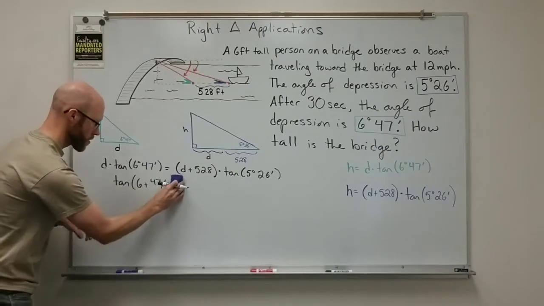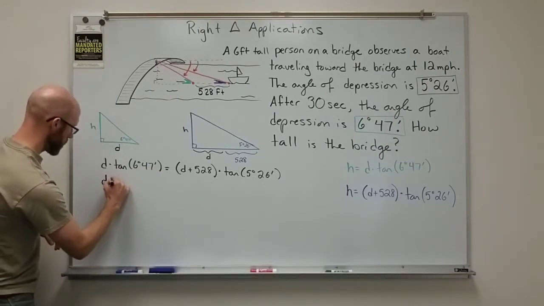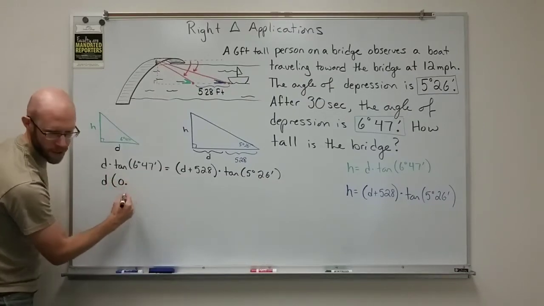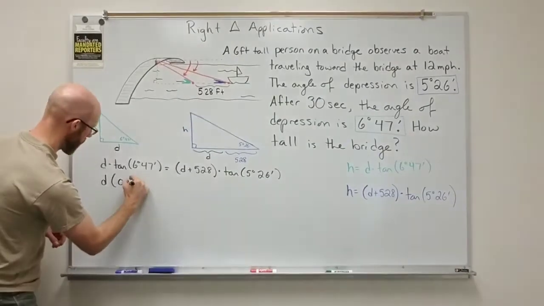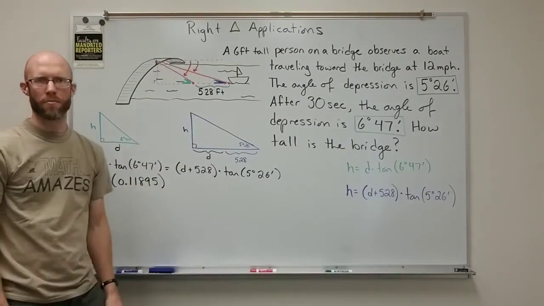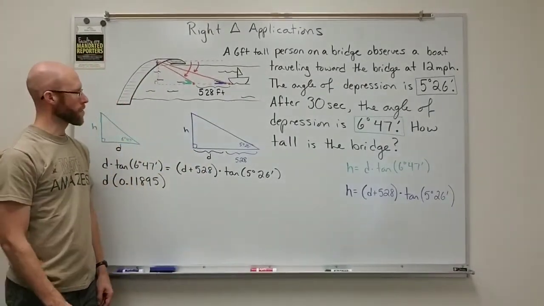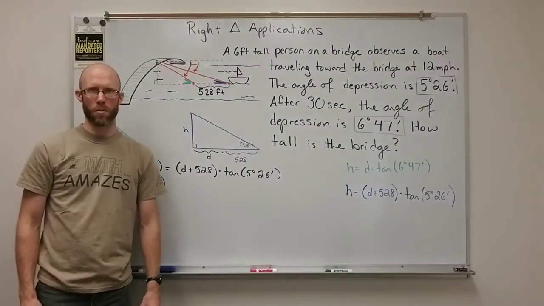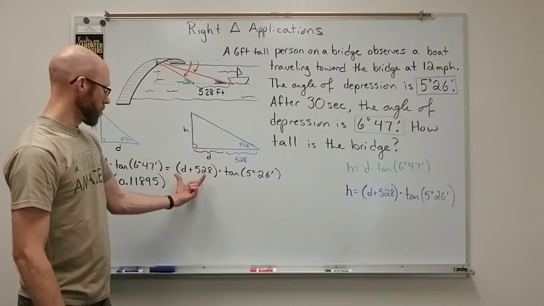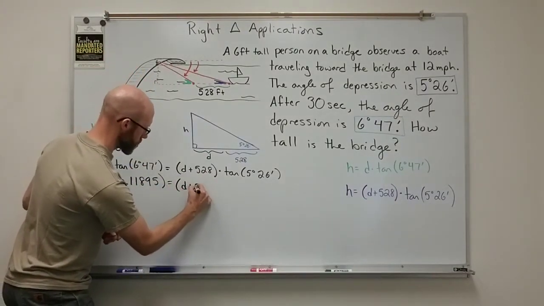So let me erase this right here. I get d times 0.11895. All right, I'll round it off to 5 places after the decimal. So yeah, I am introducing some error here. I think in the end, a lot of that error isn't going to be too noticeable. Okay. So here, I'm going to take this tangent on the other side and do the same sort of thing.